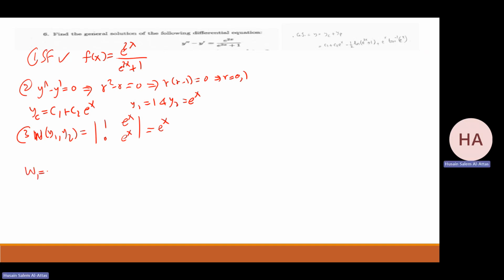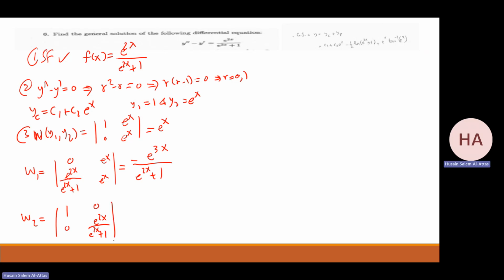W1, which has 0 in the first column. What is it? e to the power 2x over e to the power 2x plus 1 in the second row. Here I have e to the power x, e to the power x. That gives me what? Minus e to the 3x over e to the x plus 1. W2, I have 1, 0, 0, e to x over e to x plus 1. That gives me e to x over e to x plus 1.